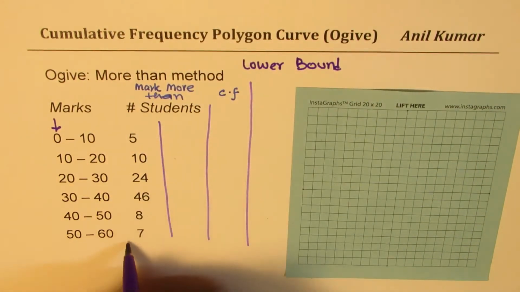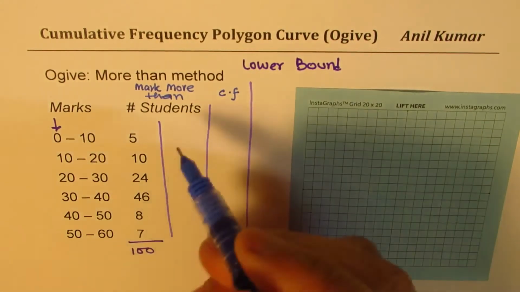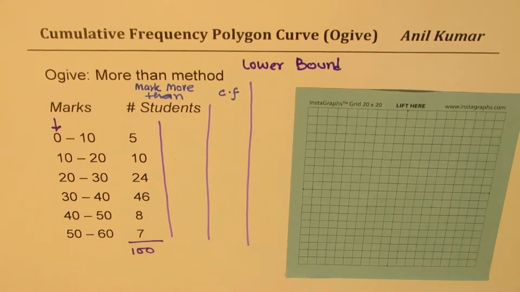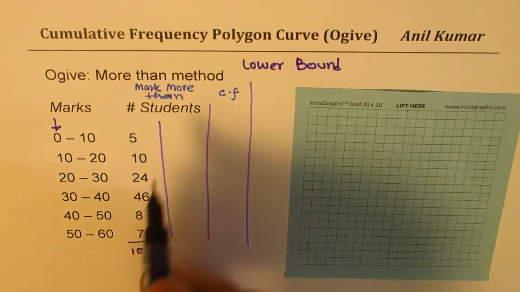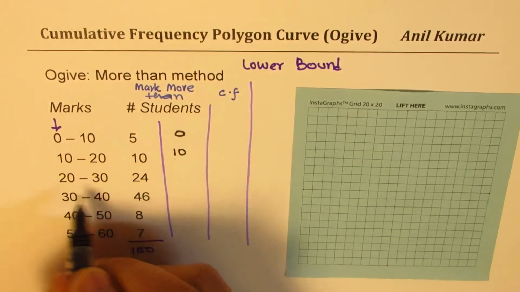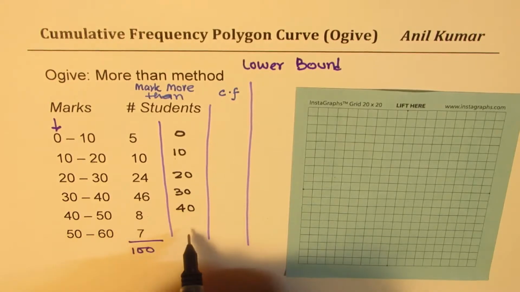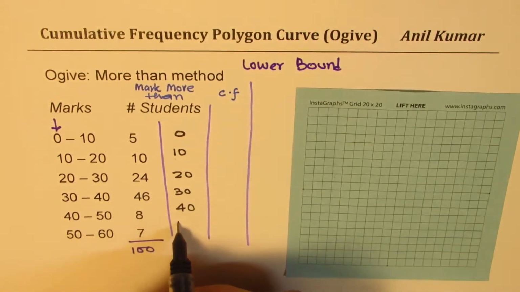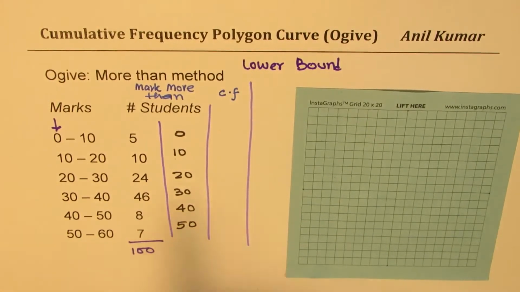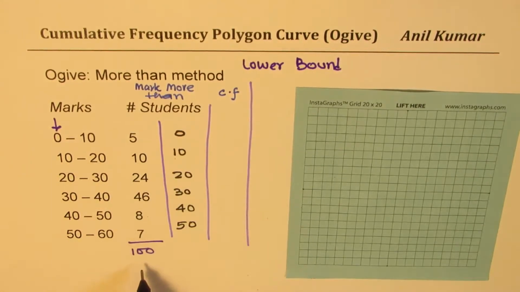We know this total is 100, right? This is an important number. Now, when we say more than what? So obviously 0 to 10 means more than 0. So here we get more than 0, more than 10, more than 50. So we are taking lower bound values. So more than 0, everybody got more than 0, right?